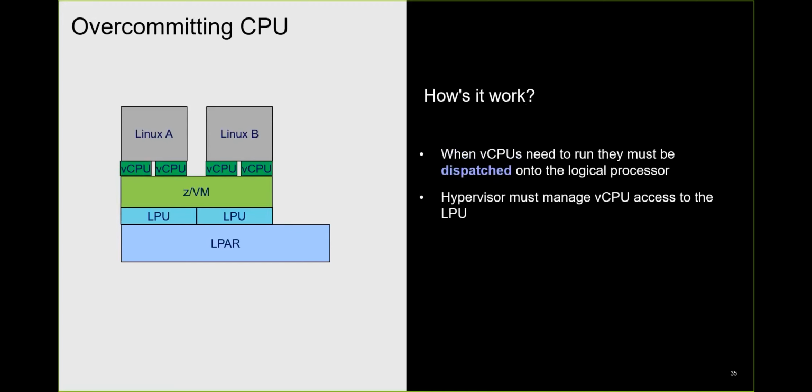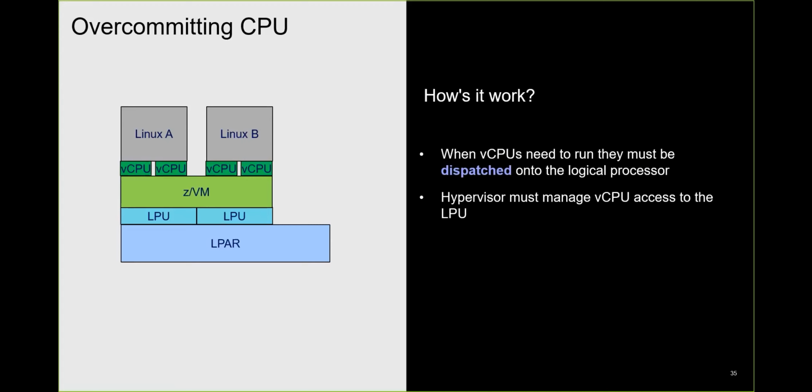Now, when Linux guest A has work to do, the hypervisor must look at what's available, and as long as Linux guest B isn't hogging all the logical processing resource, we can dispatch that virtual processor onto a logical processor.